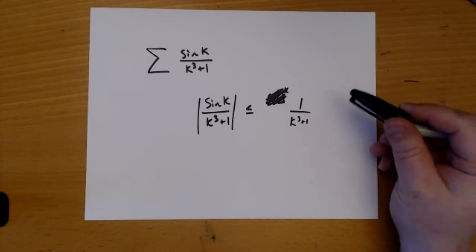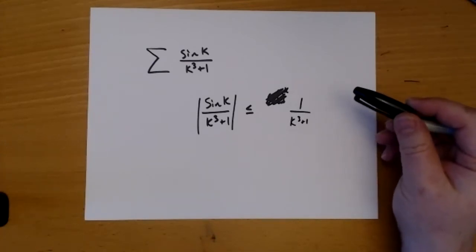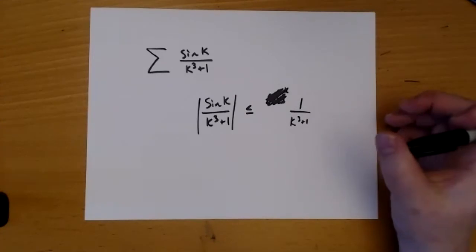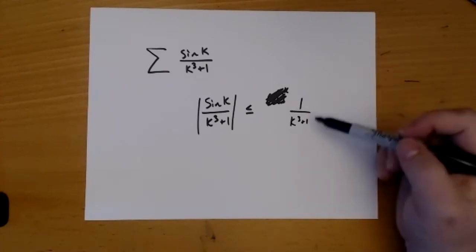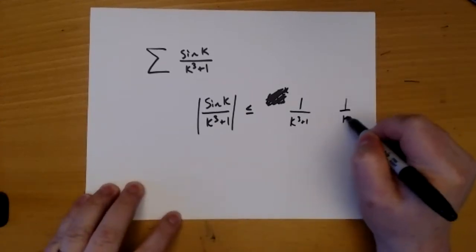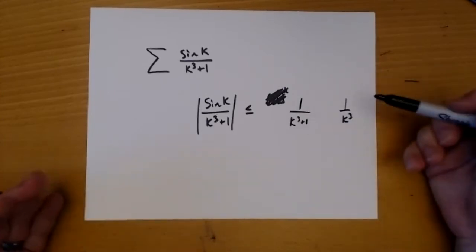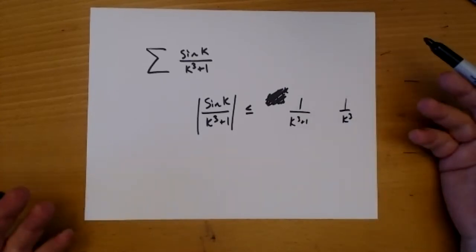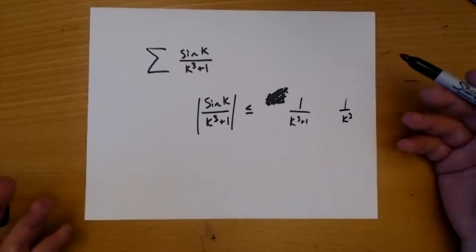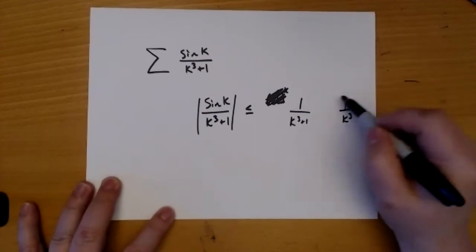By the limit comparison test. You could, absolutely. Or the direct comparison test. Or, I mean, you could direct comparison it with k cubed or limit comparison it with k cubed. You see? Either way. But the point is, this converges.